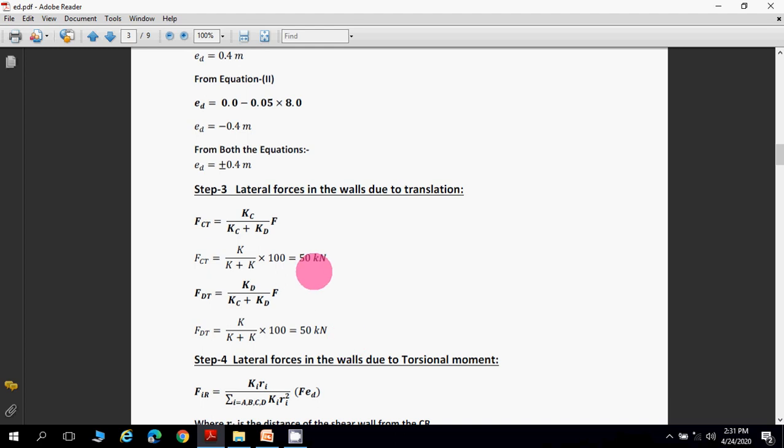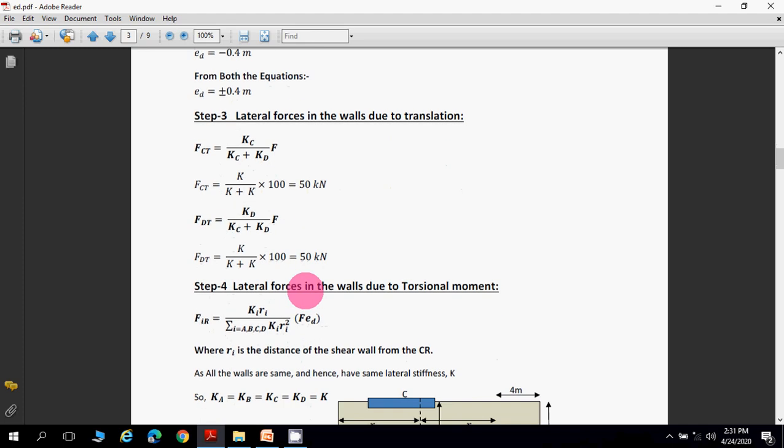So here you can see that the lateral force in walls due to translation in wall C and wall D is 50 kN each, because both walls have the same stiffness, so the load carried by both walls is the same.